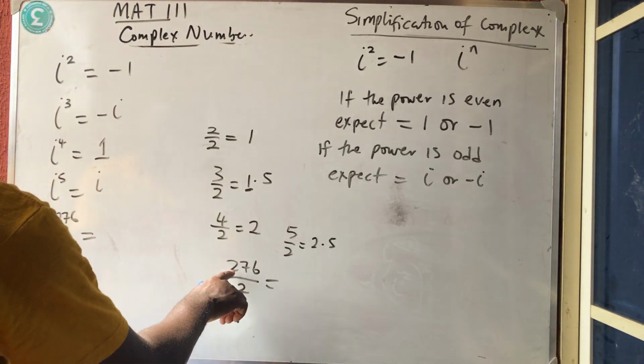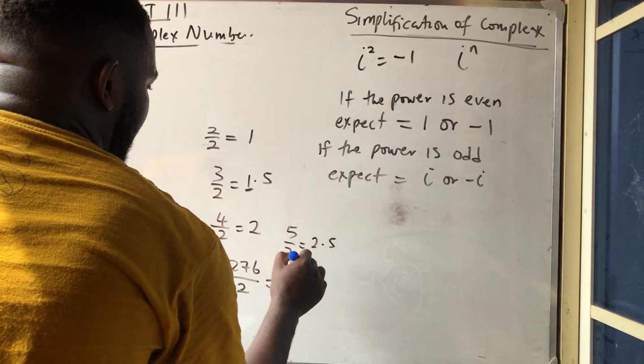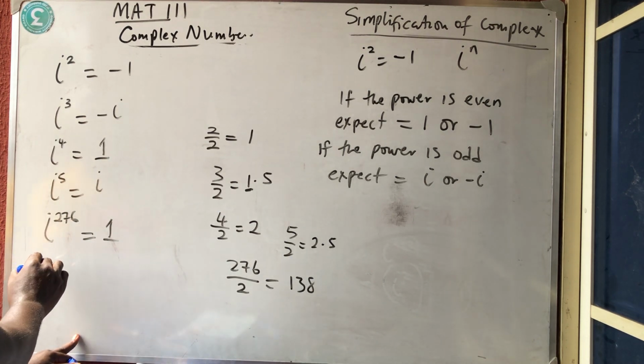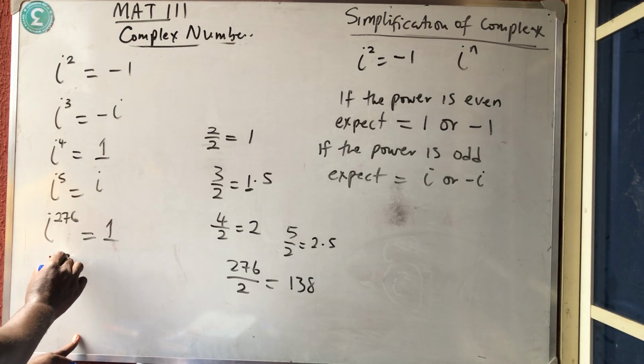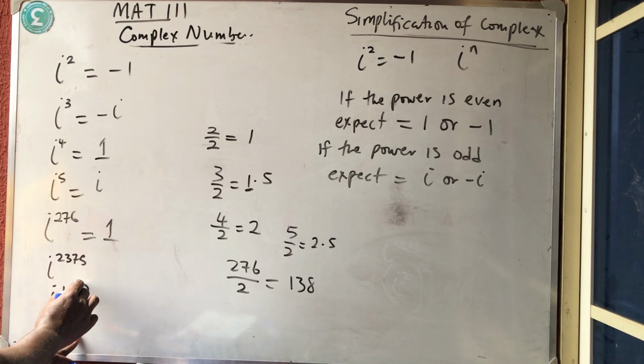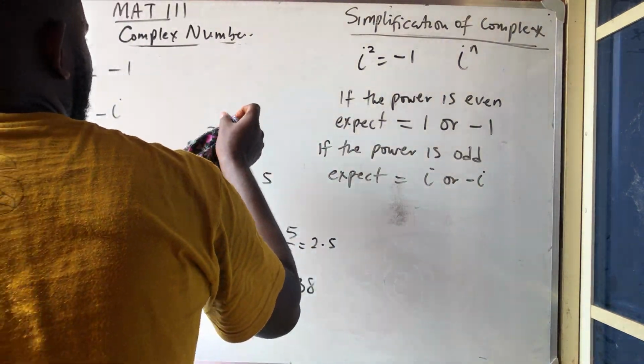What do you have? 138. And 138 is an even number, so my answer is what? 1. So get this for me: i raised to power 2375, and i raised to power 1000. Okay, do these two for me and drop the answer in the comment section.